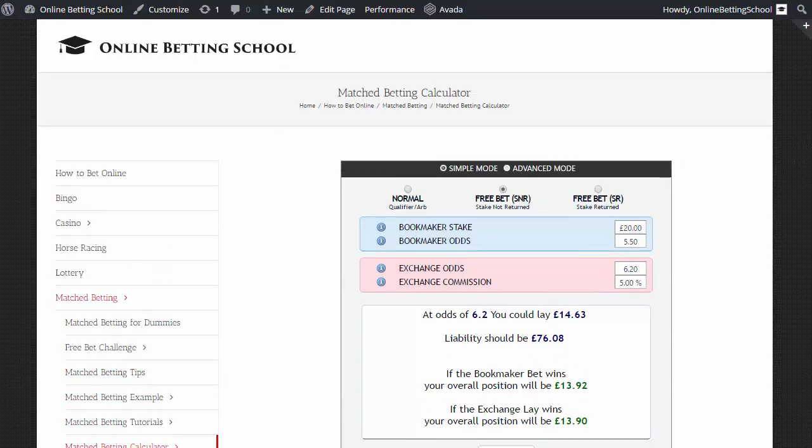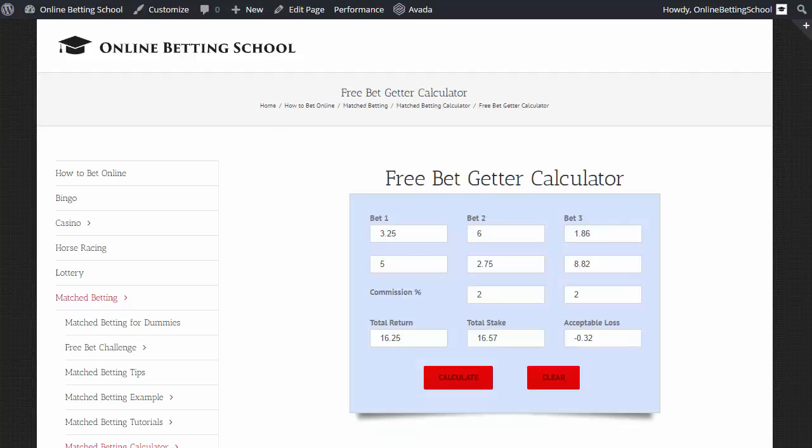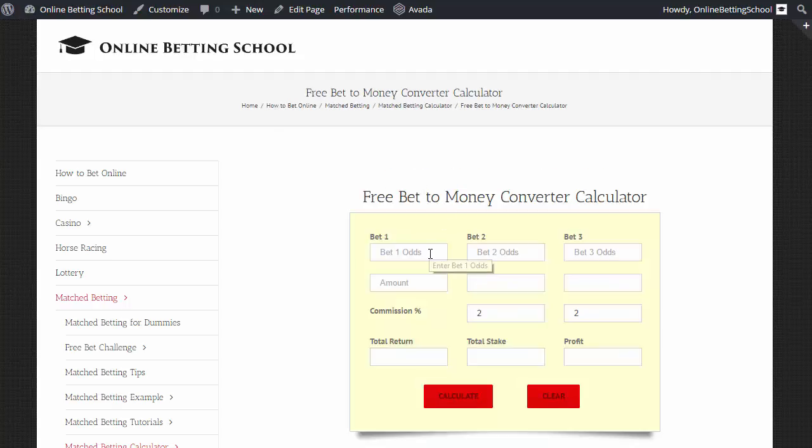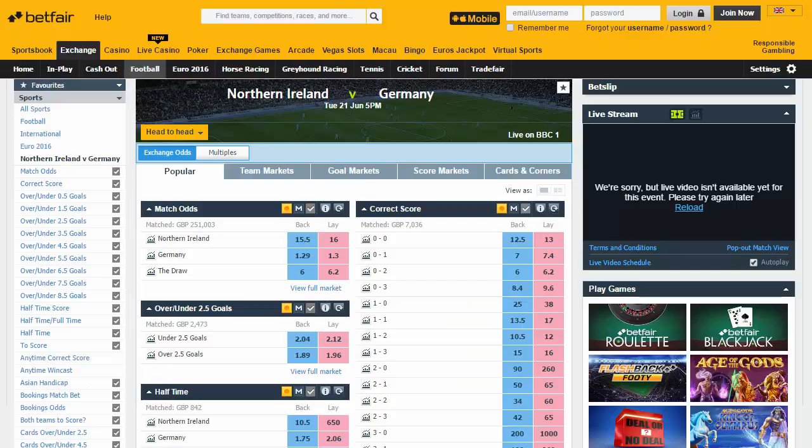So let's just have a look at how this would work with the free bet to money converter calculator. So this is on onlinebettingschool.com, and it's just another way to get your head around it. So we'd bet on the draw, a £20 free bet, and then we just go to Betfair in this case to look what odds are on the back odds. So we've got Northern Ireland at 15.5 and Germany at 1.29, sorry.